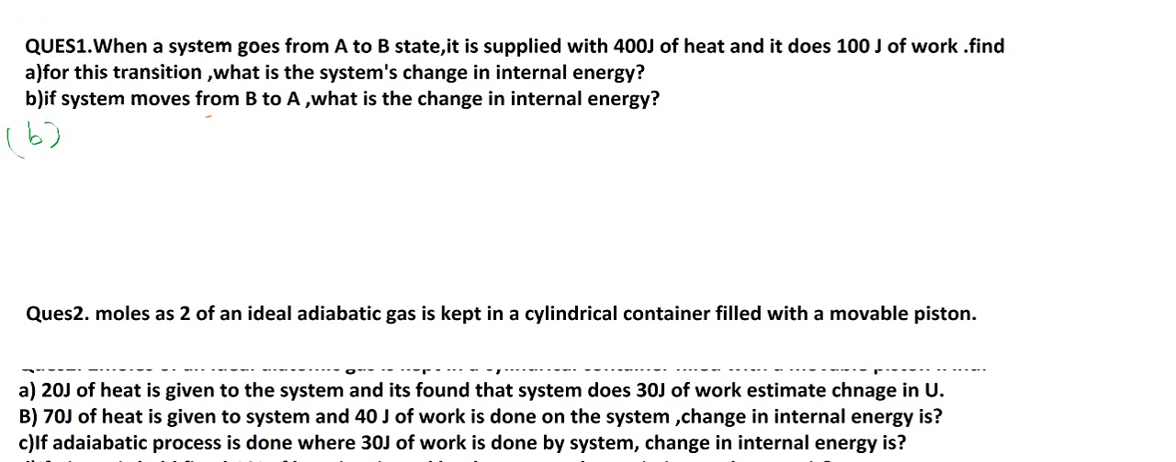Now let's do the B part. It says, if system moves from B to A position in the previous question, what is the change in internal energy this time? Let's understand this question first. See, the system is here at A and B is here. The system is going from A to B in this direction, and if it were to move from B to A, then it will move from this direction.